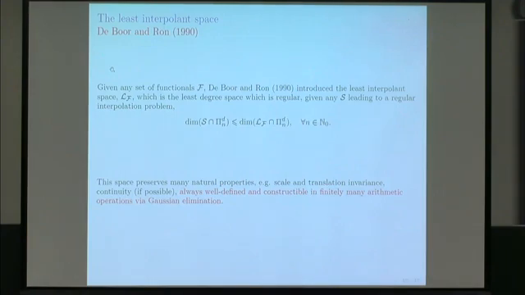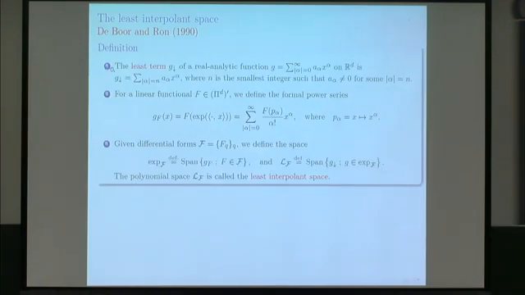The space they came up with preserves many natural properties such as scale invariance and translation invariance. This is in some sense continuous with respect to the locations of the nodes we're interpolating. But the key point is that this is always well defined, and it is always constructible in finitely many arithmetic operations using Gaussian elimination. So this is how the space is defined.